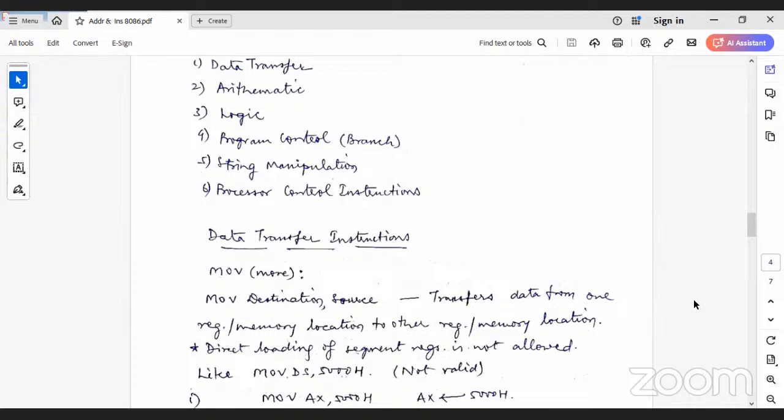See there, if you look at the material you have with you: clear carry flag, set carry flag, means only one bit will be changed in that flag register. Now complement carry flag. Whatever it is, if it is 1, it will become 0. If it is 0, it will become 1. That is how the complement carry flag works. Now clear direction flag. If you have used the string operation, the direction flag may be 1 or 0, so you can clear it directly by giving CLD. Set direction flag is also there.